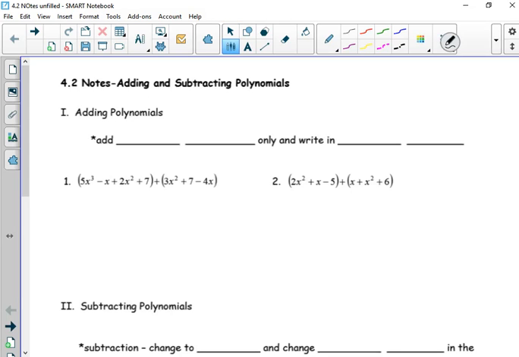4.2. Okay. Adding polynomials. Nothing new here. We're going to add like terms only, and write in standard form. Remember, standard form means highest exponent to smallest exponent and then constant. So, fifth, fourth, third, squared, first, constant.